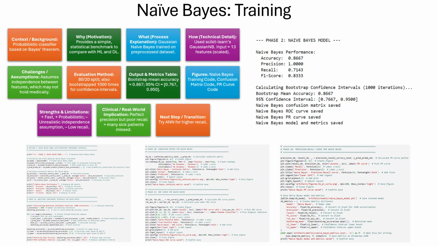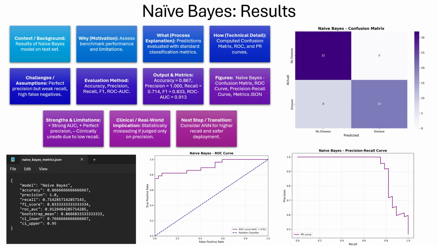We train a Gaussian Naïve Bayes model using scikit-learn on the preprocessed dataset with 13 scaled features. The training followed an 80-20 split, and bootstrapping with 1000 iterations was applied to estimate confidence intervals. This provided a quick probabilistic benchmark, though limited by the independence assumption. Next, we will look at the results.